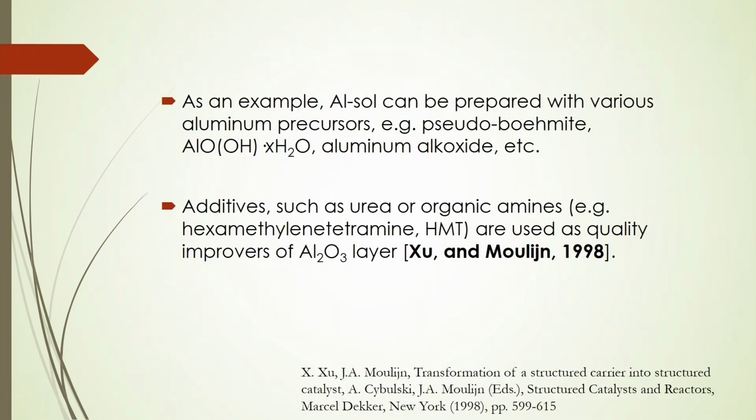As an example, an aluminum sol can be prepared with various aluminum precursors like pseudo-boehmite crystal and also aluminum alkoxide, etc. Additives such as urea or organic amines like hexamethylenetetramine, and also other materials, you can use to improve the quality, and in that case quality improvers of the aluminum oxide layer should be used. These are the additives that you have to use for making this secondary support.